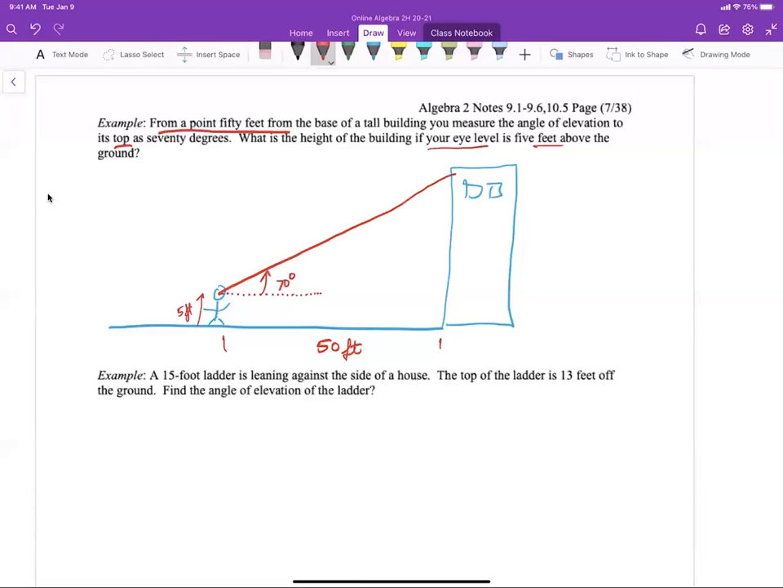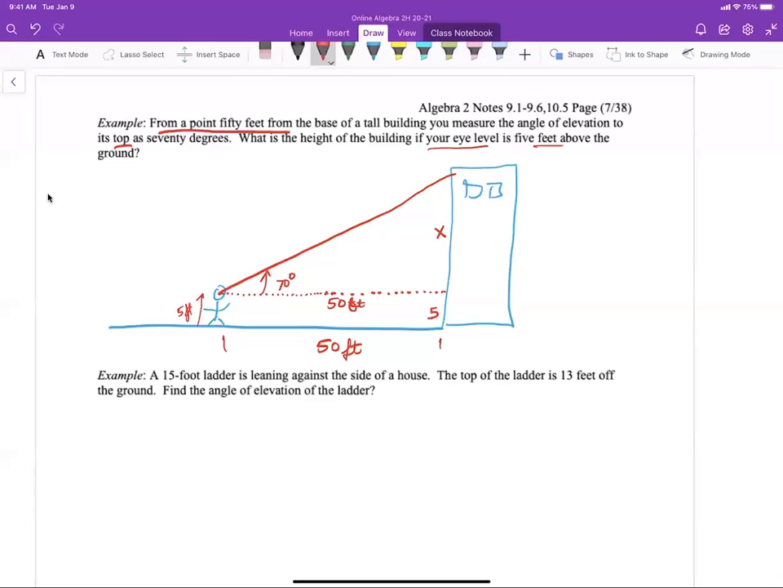Okay, let's just go ahead and draw this dotted line all the way over. And notice that is the same distance as that 50 feet. Now I know two things about that triangle. If I know two, I know everything. If I find this height X, then I can add to it that 5 feet, and now I know the height of the building.